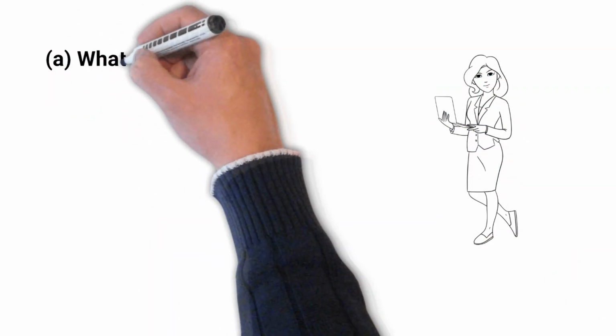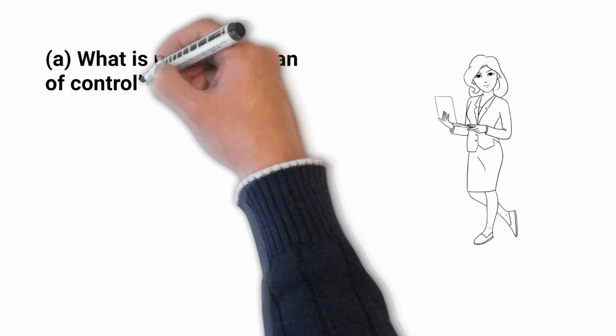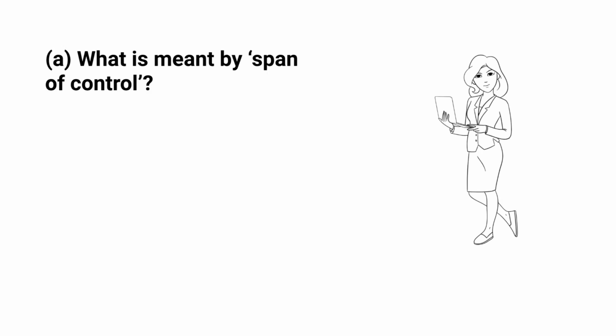Starting with our knowledge question, what is meant by span of control? Remember, we are looking for a clear understanding. The number of subordinates working directly under an individual or manager. Or the number of subordinates reporting to each supervisor or manager.